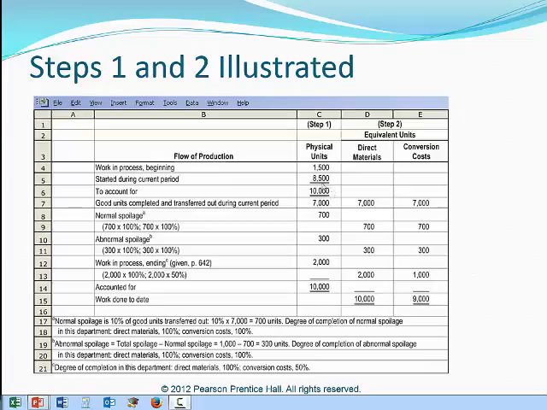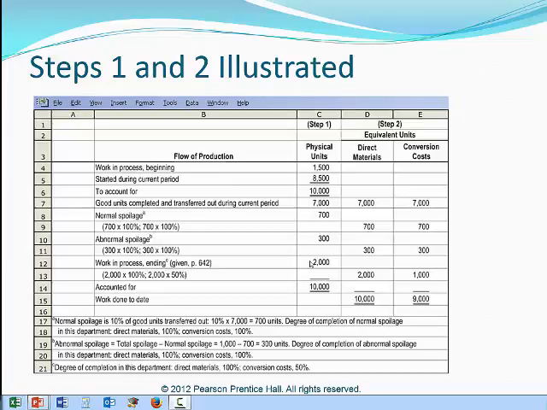Now, we have 10,000 total to account for. We know that 7,000 of those have been completed and transferred out, and that we have 2,000 still remaining in work in process. Therefore, if we take the 10,000 to account for minus 7,000 minus 2,000, that tells us that we have 1,000 units that we have issues with. Alright, so we've got problems, we've got spoilage.